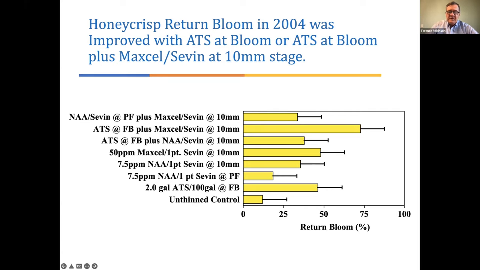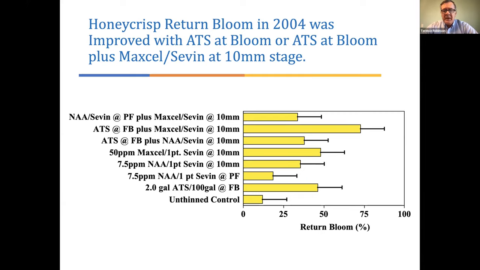That's led us to continue to recommend to growers to use ATS at bloom. Back in the days of 2004, we didn't have the pollen tube growth model, so we were just applying at 80% bloom. Now with a pollen tube growth model, we should be able to more precisely time them. But nevertheless, I want to emphasize that many growers come back to me and say that as soon as they started using ATS every year, they were able to finally control biennial bearing of Honeycrisp.